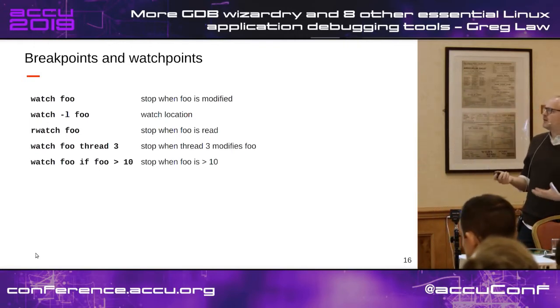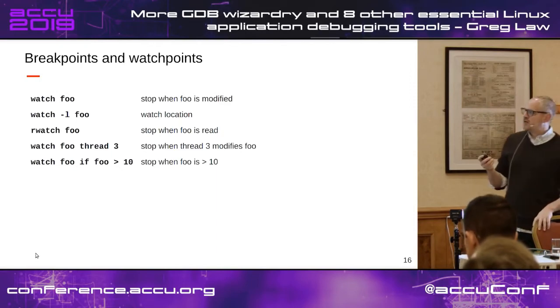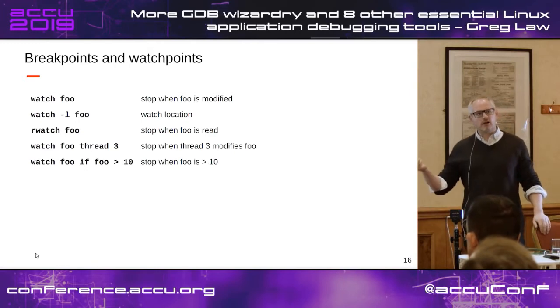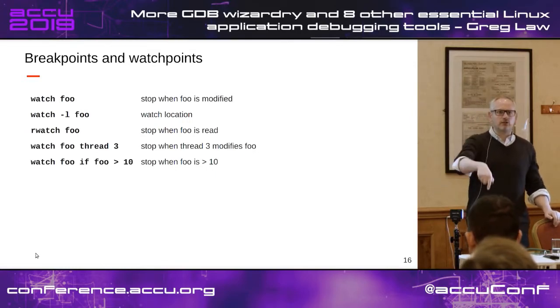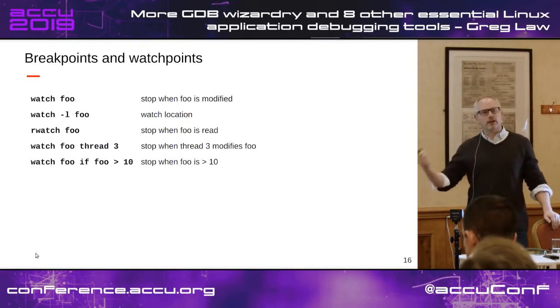So it will only stop when the condition specified hits. Of course, the program will stop every time if you set a watchpoint like this: the program will stop every time foo is updated, and control will go back to GDB, and GDB will decide whether the condition is true, and then it will continue if it's not.